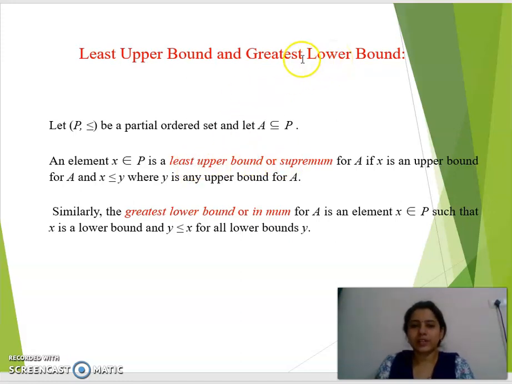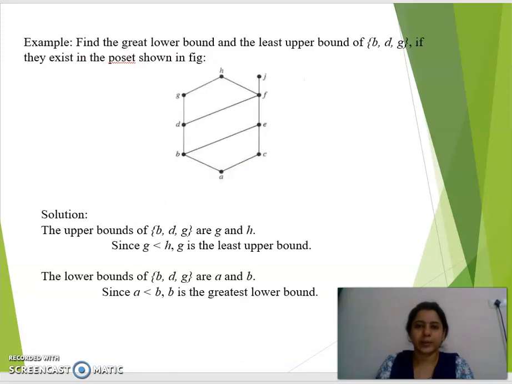Next, to find the greatest lower bound, first find the lower bound elements. Next, from those lower bound elements, pick one element such that all the remaining elements must be related to that element. Then we call that the greatest lower bound.